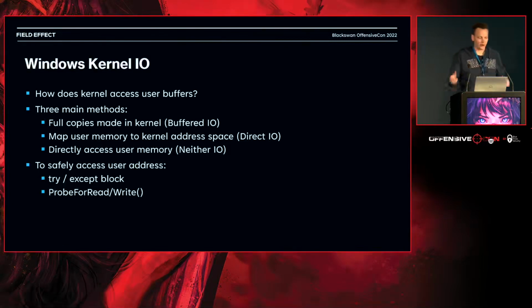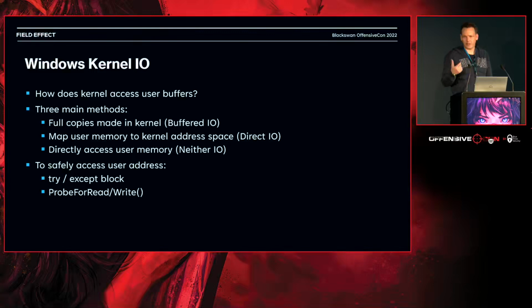And then the last method is where kernel directly accesses user mode memory, called neither I/O. That's a little bit more tricky. Kernel's provided the user mode addresses, and as long as it's in the process context of the user mode application, it can just read and write directly to memory. However, it has to be within try except blocks in the kernel drivers, because if a page were ever to become unmapped by user mode, it would cause a blue screen if not.